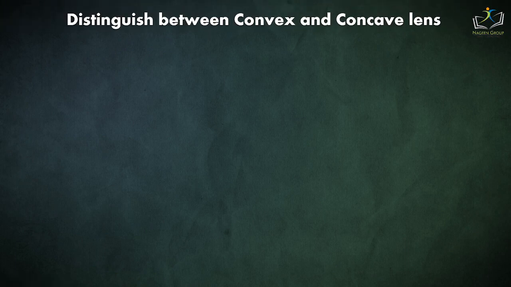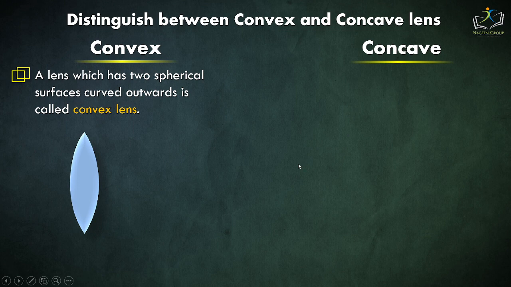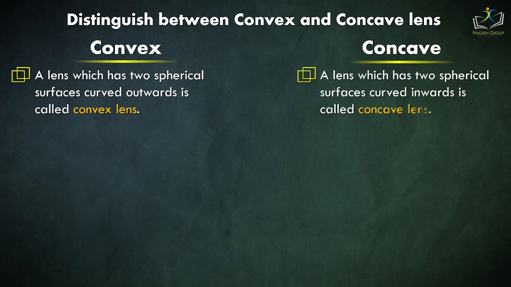Now let's distinguish between convex and concave lens. A lens which has two spherical surfaces curved outward is called a convex lens. These two spherical surfaces curve outward. You can see they bulge outward. We call this type of lens convex. Next, concave: a lens which has two spherical surfaces curved inward. When they are inward, like this, we call it a concave lens.